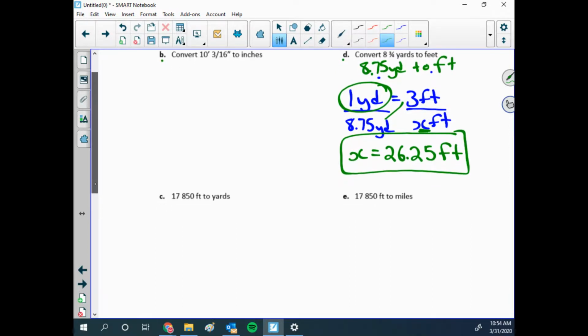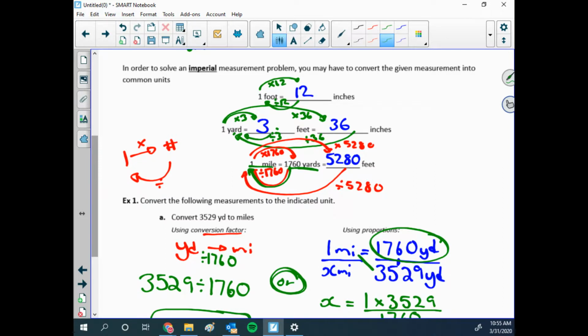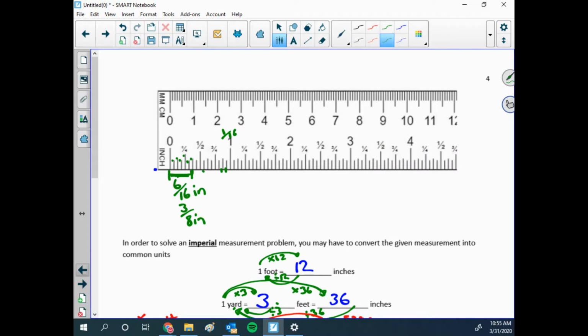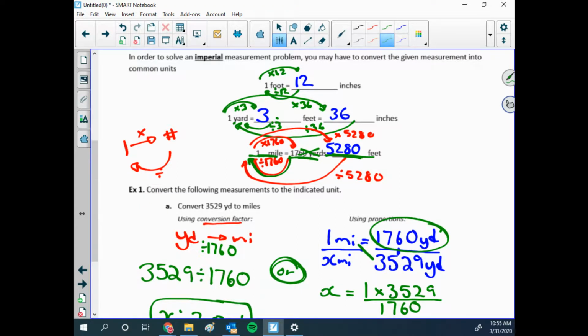All right, I'm going to do E using conversion factor, and then I'll switch and do the next one using proportions. So 17,850 feet, and I need to convert that to miles. So I'm looking for the conversion factor of feet and miles. When I go here, I have 1 mile is equal to 5,280 feet. I don't need to include that middle part because it's not adding anything right now, so I'm just looking at this part of my conversion factor.